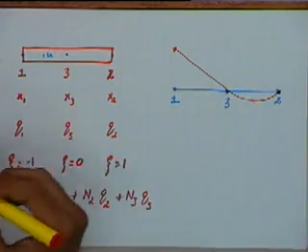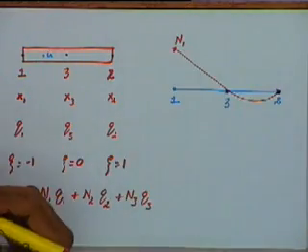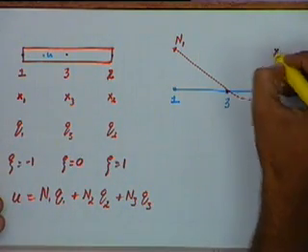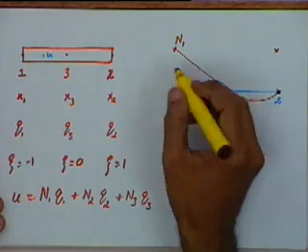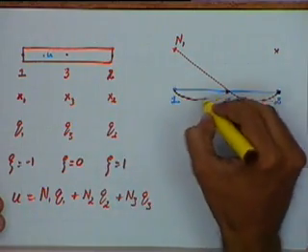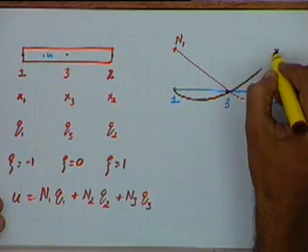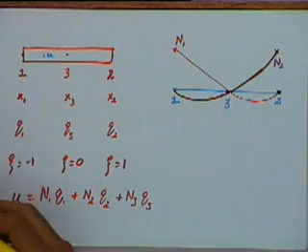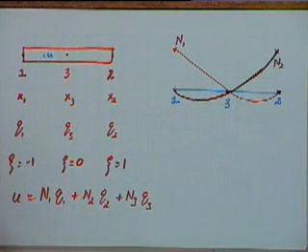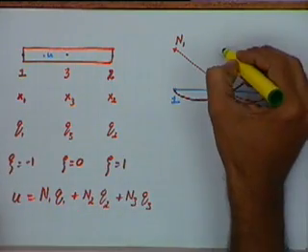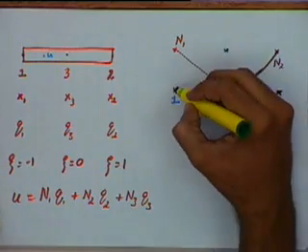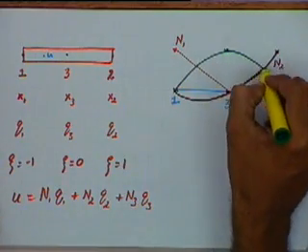Similarly, if I talk of n2, this is n1. If I talk of n2, it has to be 1 here and 0 at both these points. It will be symmetrical to this curve. It will look something like this, and this is n2. And n3 has to be 1 here and 0 at both these locations. So n3 would look something like this.